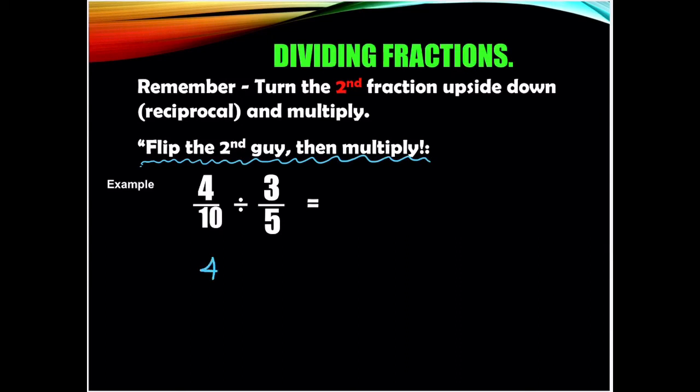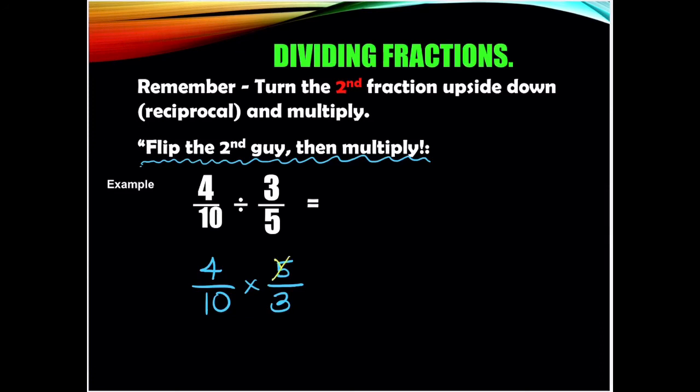So we're going to do 4/10. We're not going to flip 4/10. We're going to leave that the way it is. And then we're going to change division into multiplication, and then flip 3/5 to 5 over 3. And again, like I was saying before, it's okay at this point to cross-cancel.